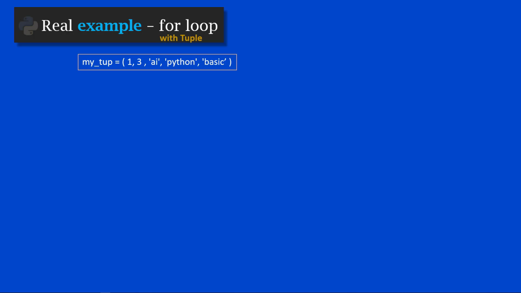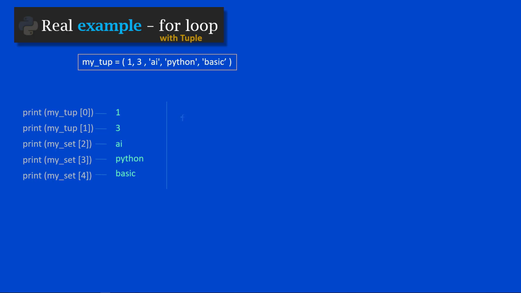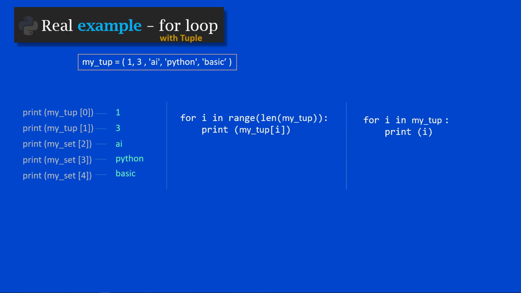Similar to a list, we can also access each element of the tuple using the index method, which is like my underscore tup, index in square brackets, 0 to 4 here, right? So you can print each element, and at the same time you can also apply a for loop to access each element of this tuple using the index method, that is for i in range, length of my tuple, and print tuple, and then in square brackets the index, right? It will give you each element of the tuple one by one. Another way is the same, like for i in my tup, print i. These two for loops will give you the same result. It depends on how you want to apply them in the Python code.